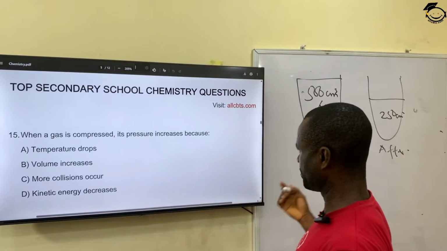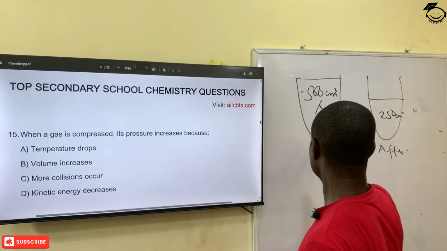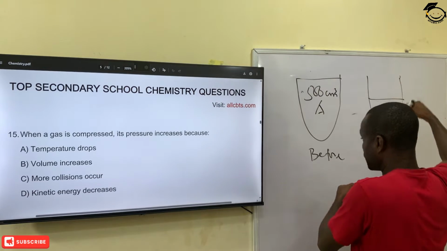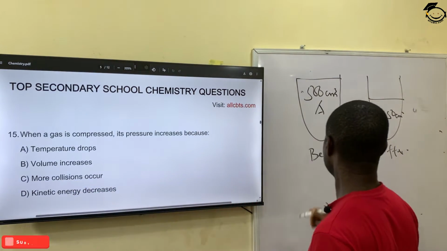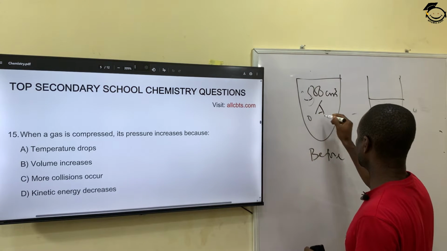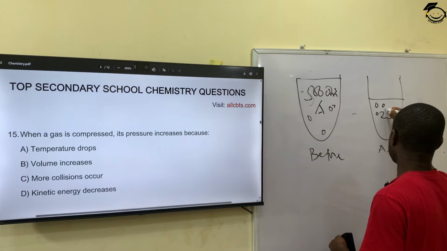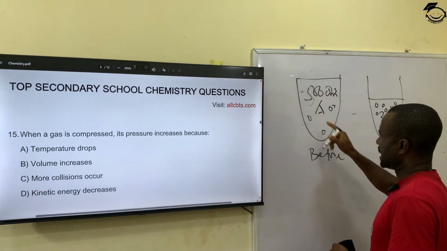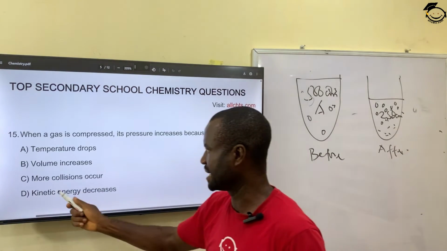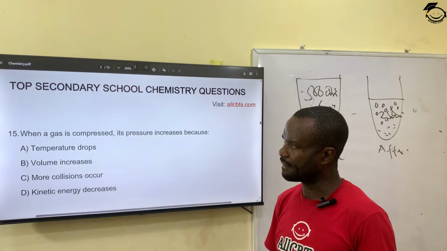Temperature drops? Of course, temperature is not dropping. Volume increases? When the gas is compressed, rather volume decreases, so it's never an option. More collision occur? Yes, you expect the collision here. If these are the molecules, these are the size of the molecules, of course, you expect them to be closer than they were initially. So the correct answer is C, more collision occur.